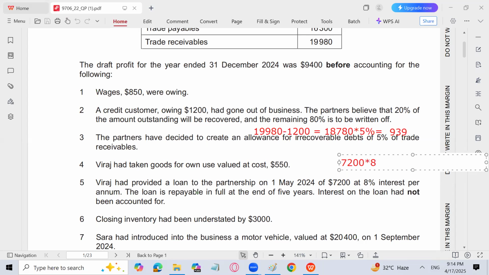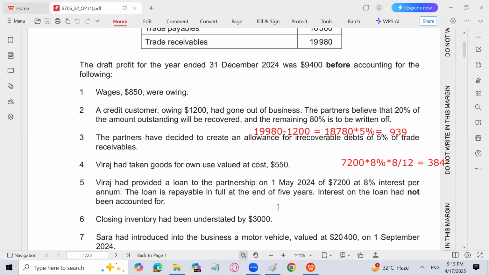into 8%, into, sir, why? Because the loan has been taken on 1st May and our financial year ends on 31st December 2024. So it means that we have to pay interest on the loan after May. So May, June, July, August, September, October, November, December, 8 months. So 8 months, into 8 over 12, how much will it come? 7,200, 3840. No, इतना ज़्यादा? The 384. 384. Okay. So that is the interest on loan.